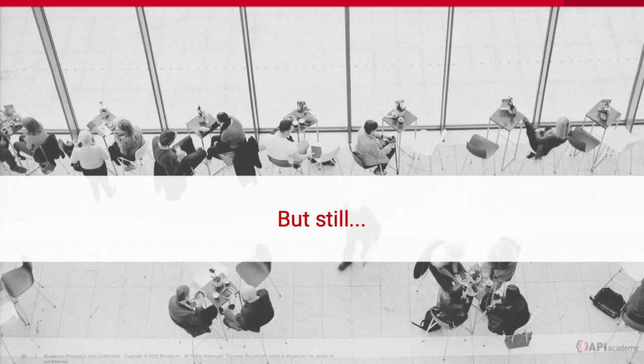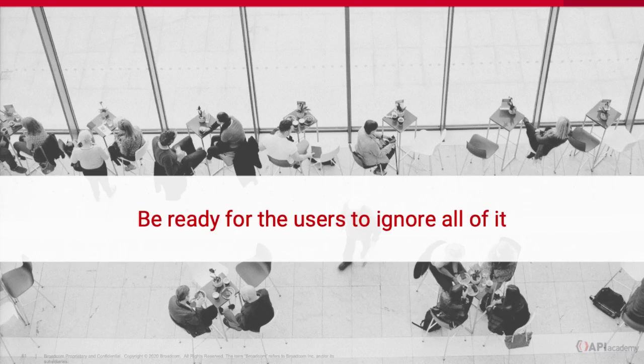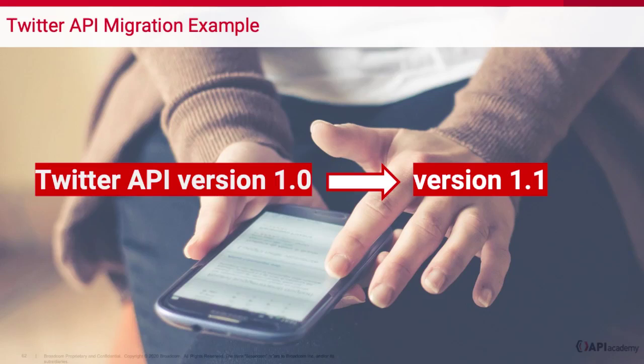Even when you do all the right things, and you give people a lot of lead time and you make the distinction clear, be ready for users to ignore all of this. Let's take a look at a real example from the API world. Twitter's retirement of an old API version and an introduction of a new version is a good cautionary tale.